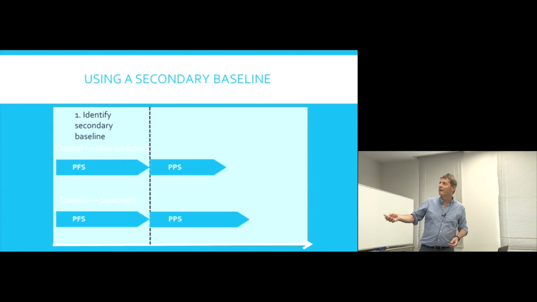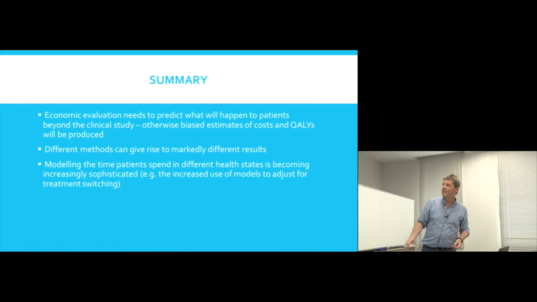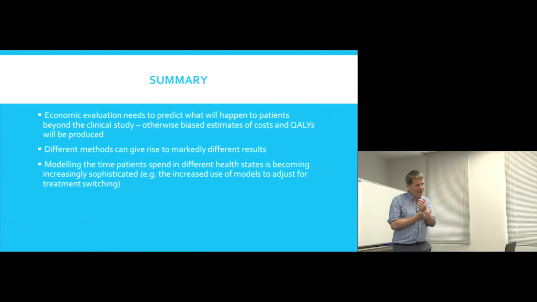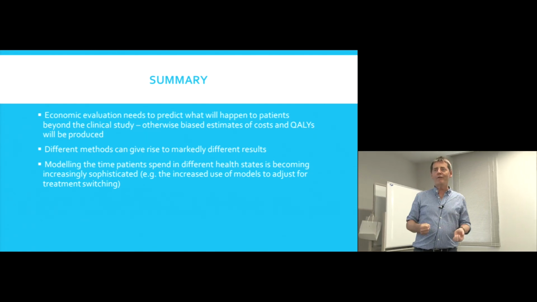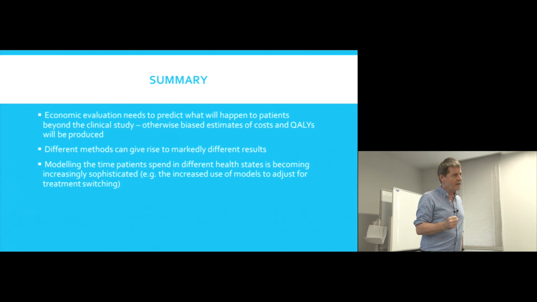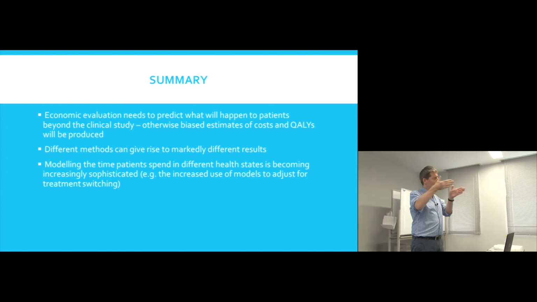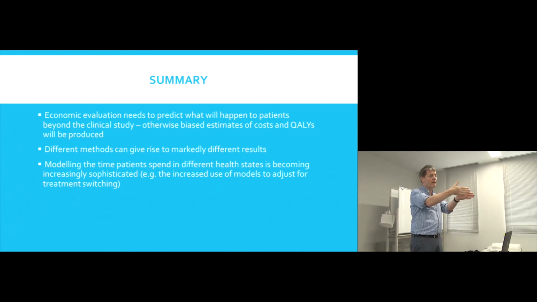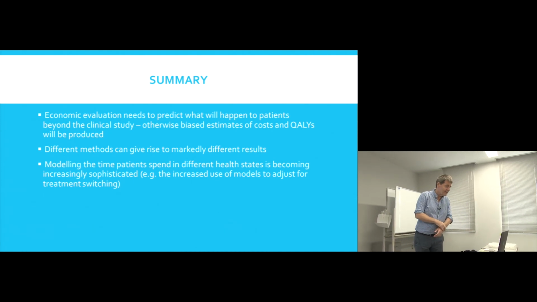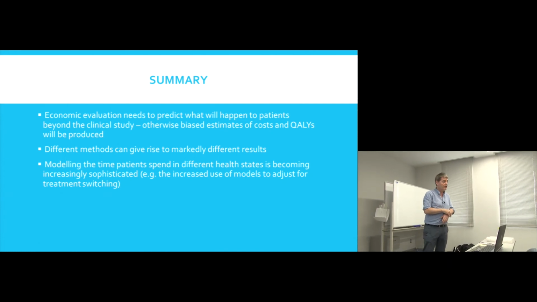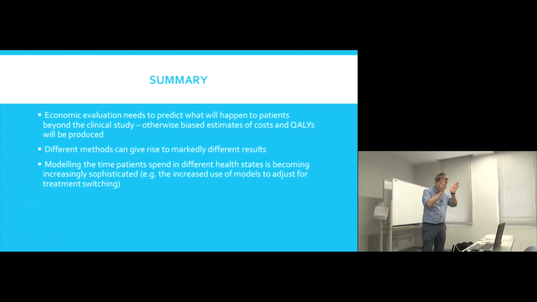Okay, let me just get to the summary. I keep banging on about this point, but it's really important. Economic evaluation requires a prediction about the future, because we don't really care what happens just during the trial. We need to know what happens during a trial, but what happens next. If we're to get accurate estimates of the costs and benefits, we have to look into the future.